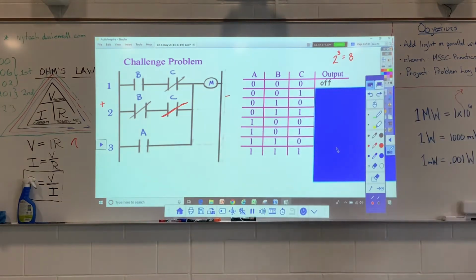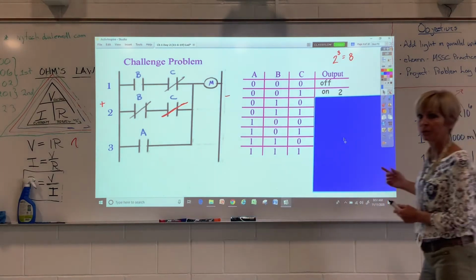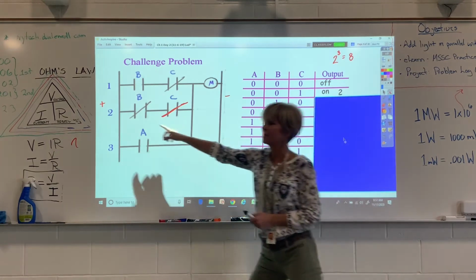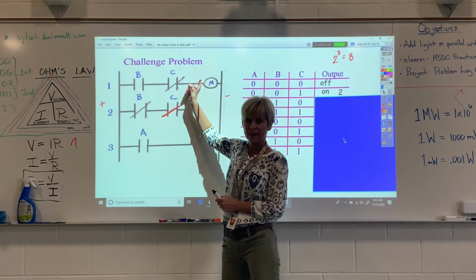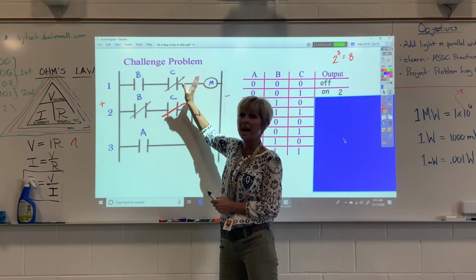What I did, just to help you guys see the thought process, notice I put a 2 there. Why did I put the 2? Because that's the pathway that it could affect the motor. Does that make sense, guys? You don't have to do that.